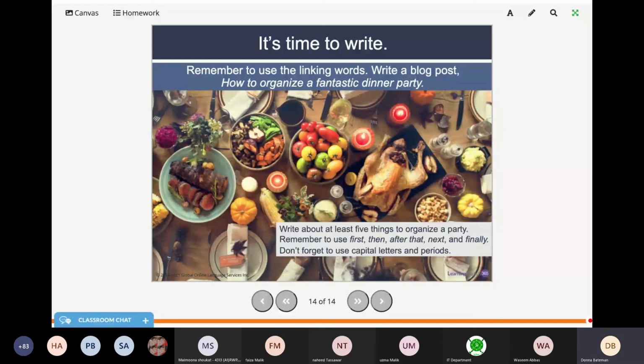And to practice using the linking words like first, then, after that, next, and finally. So the more that we use these words, the more it becomes our habit when we're writing. It's very, very common in English to use linking words when we're writing anything like this. It sets a very clear sequence to what you need to do.